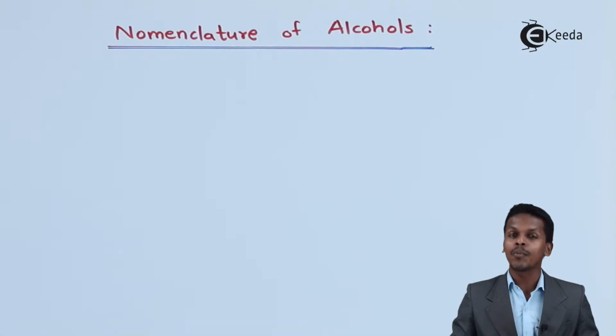So friends, in this topic I'm going to talk about the nomenclature of alcohol, and we understand that there are two systems to name a particular organic compound, a common system and the IUPAC system. Now let me talk about the first one, the common name system. For that we have an example.